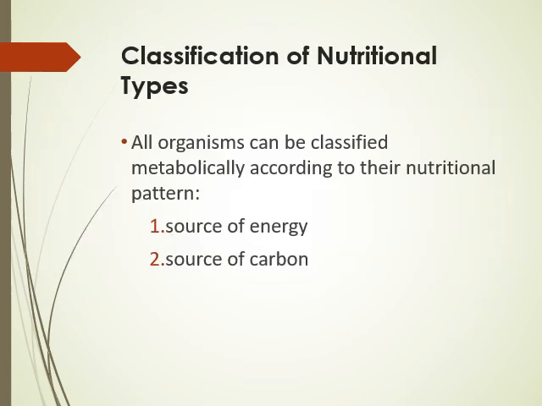So now we talk about the classification of nutritional types. All organisms can be classified metabolically according to their nutritional pattern. Number one, based on the source of energy. Number two, based on the carbon. Remember just now we talked about carbon, organic and inorganic, and also the different terminology. So you're going to use all the terms here in this classification.